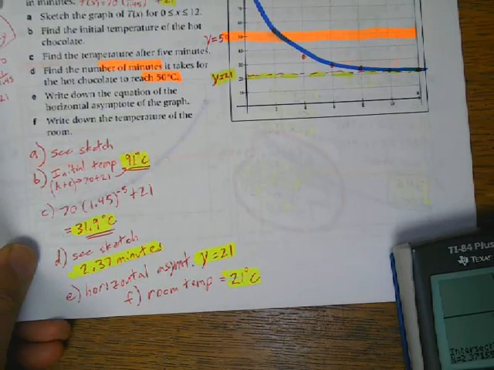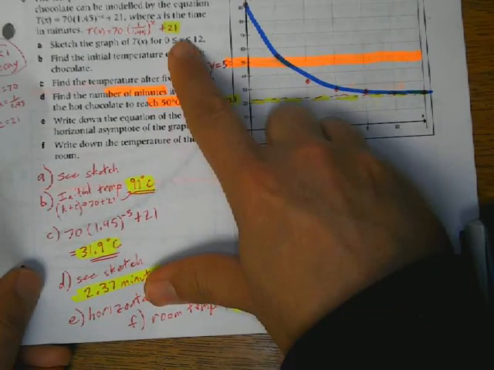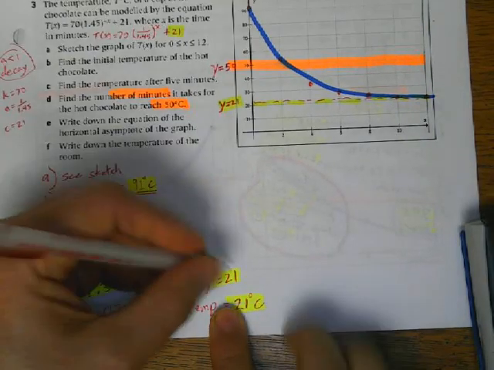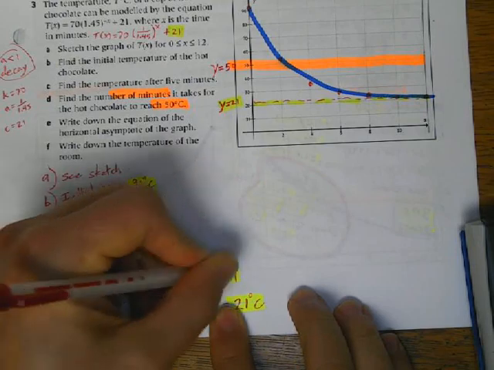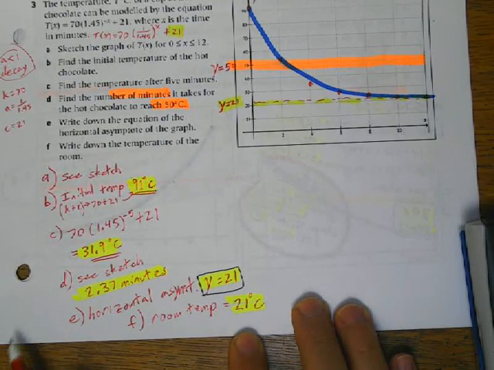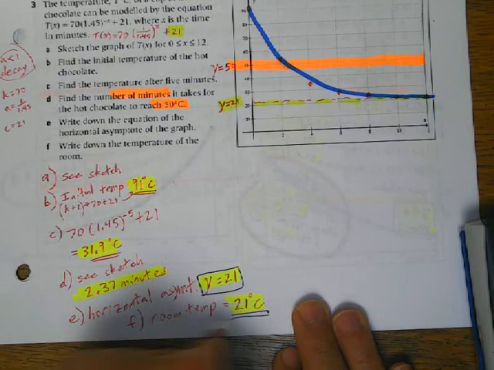Our horizontal asymptote is the c value, which is 21. So remember to write your horizontal asymptote as y equals 21. Don't just write asymptote equals 21. My room temperature is the c value, which is 21 degrees Celsius. Okay, next.